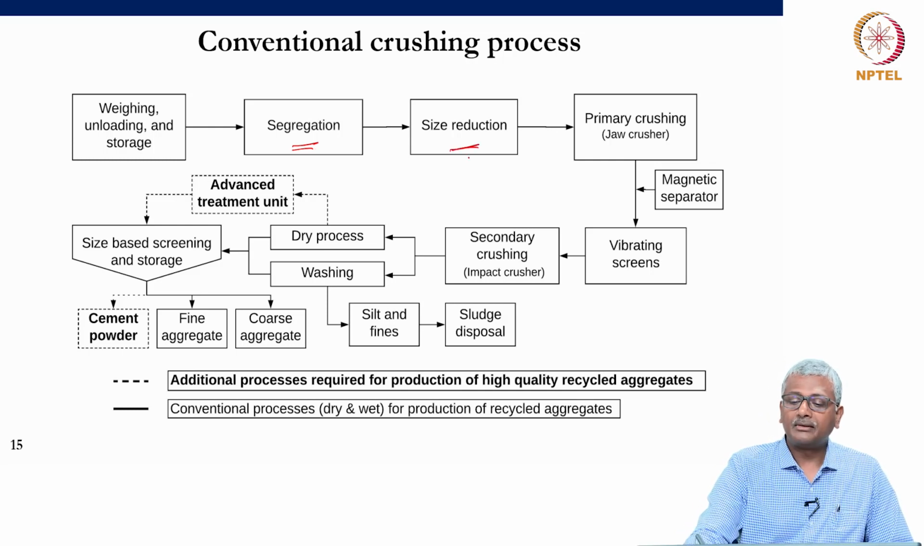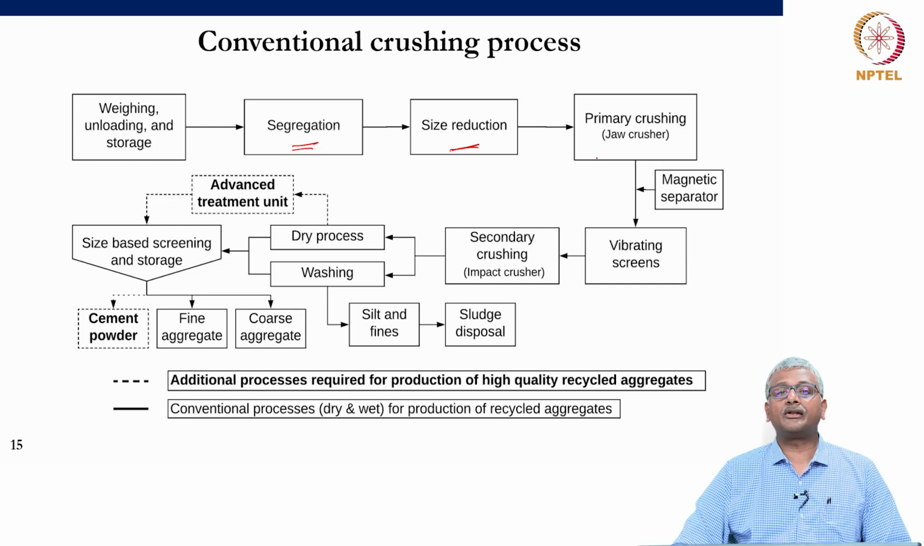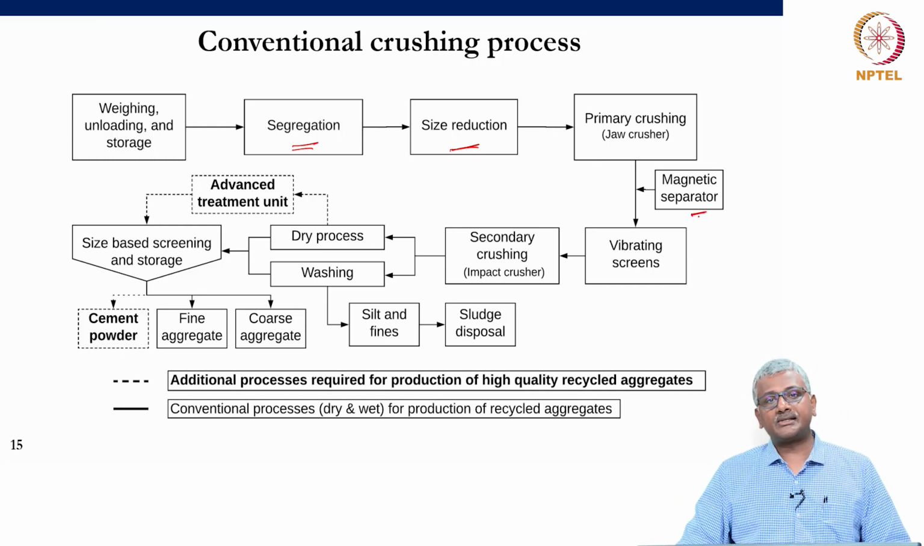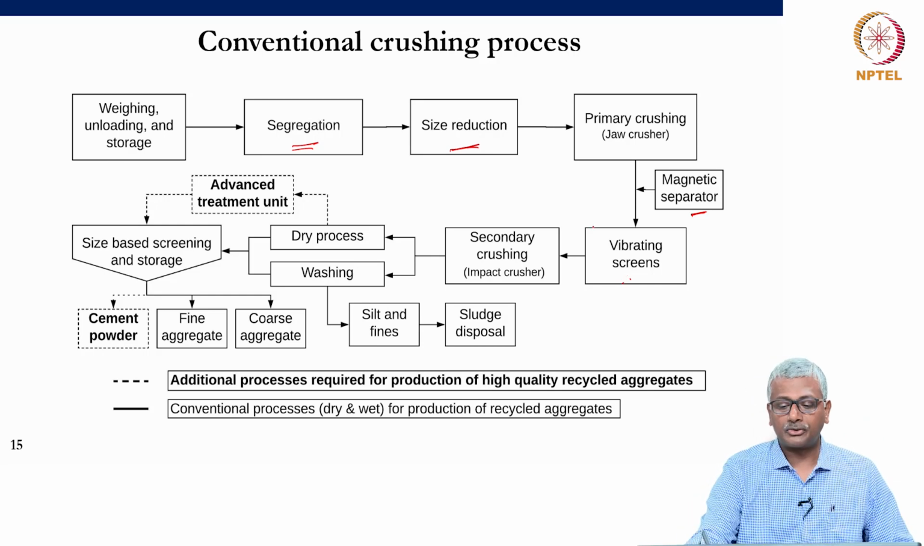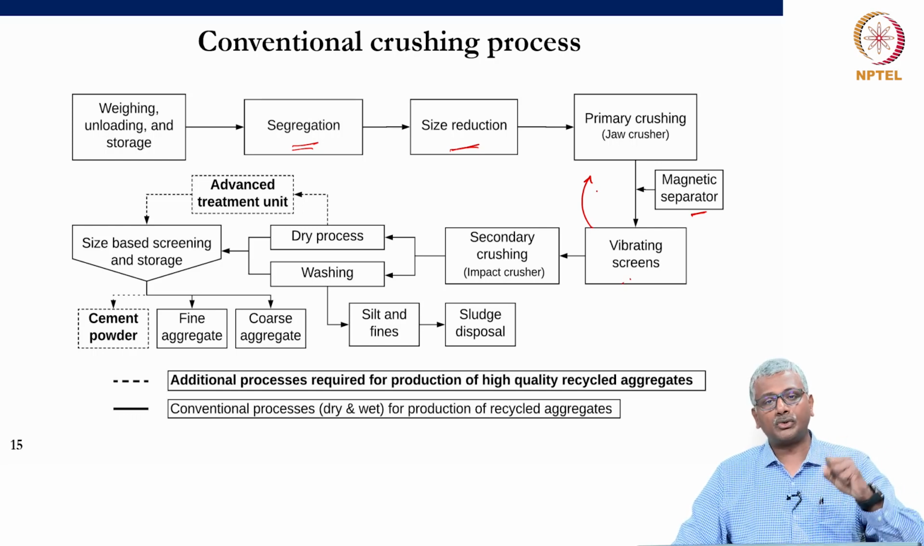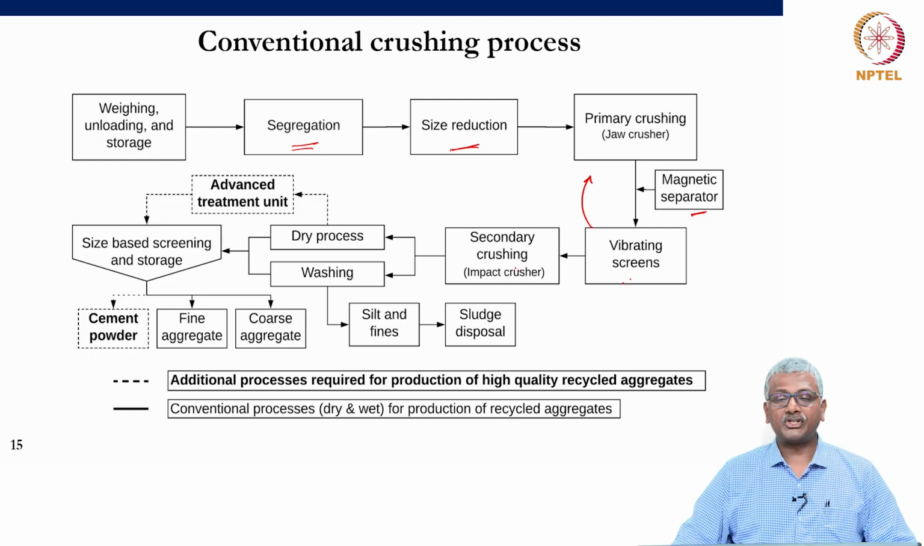Size reduction, then you have primary crushing, which is typically done on a jaw crusher. Then you have a magnetic separator that ensures that all the iron and steel gets taken away. Vibrating screens separate the sizes that have been crushed properly from sizes that are too large and need to be crushed again, so they are sent back to the jaw crusher. If the particles are coarser than the sizes that you really want for the secondary crushing, they are sent back to the jaw crusher to recrush. And then you have secondary crushing, which is typically done by either a cone crusher or impact crusher or a combination of the two, right?